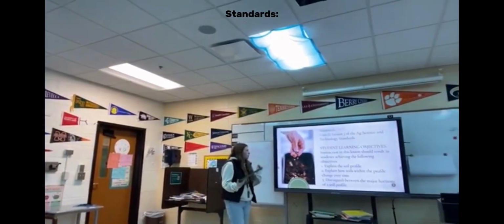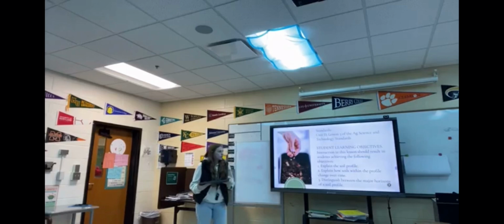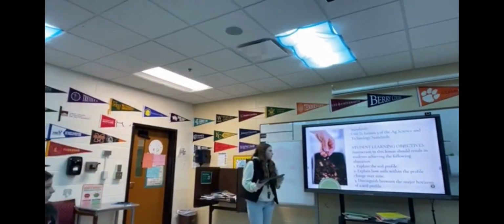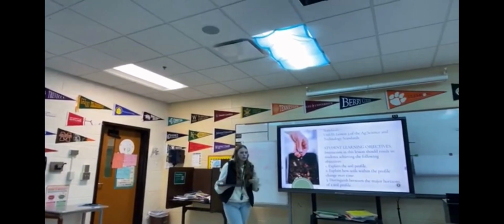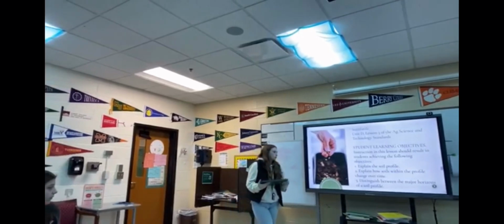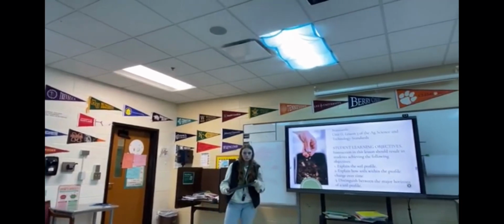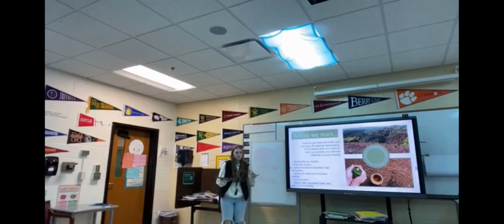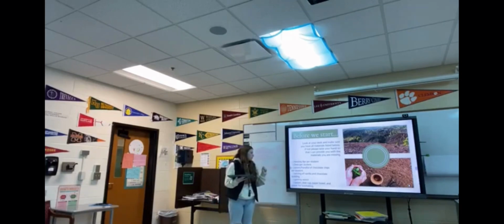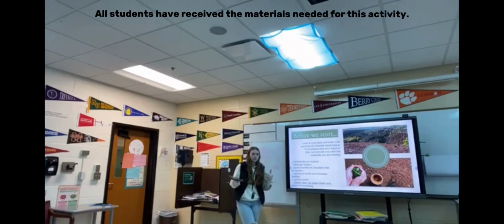Our standards fall under Unit D, Lesson 3 of the Ag Science and Technology Standards. The 3 things that you need to know how to do by the end of this lesson are: explain the soil profile, explain how soils within the profile change over time, and distinguish the difference between the major horizons in a soil profile. Before we start, I want everyone to look at your desk and make sure you have all of these materials listed. Aside from that, is anyone missing anything? Good? Okay.